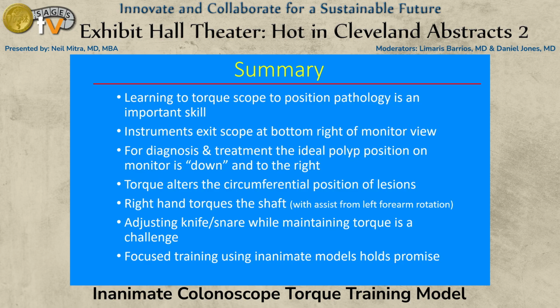In summary, to interact with the pathology, scope torque skills are needed. Endoscopic instruments exiting colonoscopes always appear at the bottom right of the monitor view. Polyps need to be positioned down and to the right so that instruments can touch them. Twisting the scope shaft with the right hand is the main way to impart torque. Once the torque position is set, it is a challenge to extend or retract instruments. This model and others like it may have value in teaching torque and other skills.